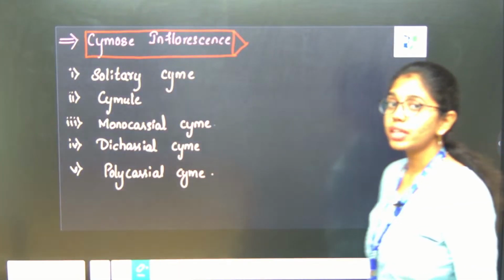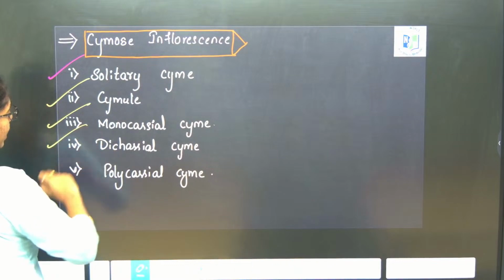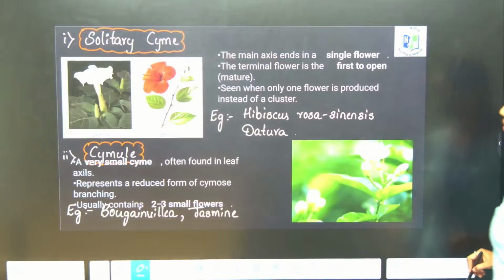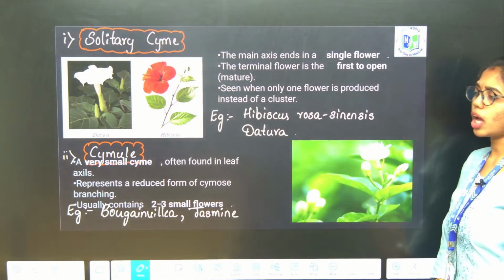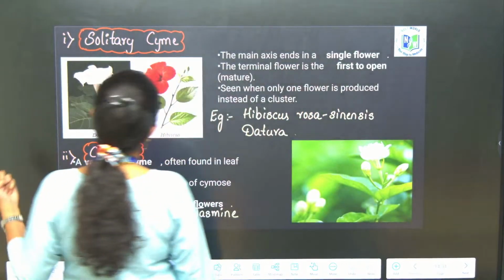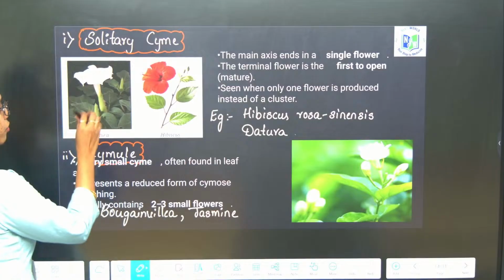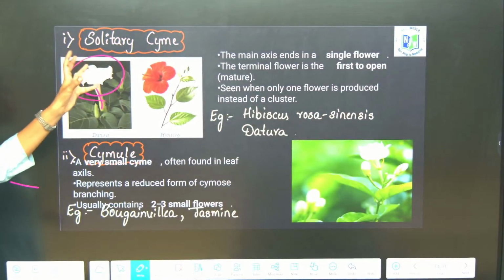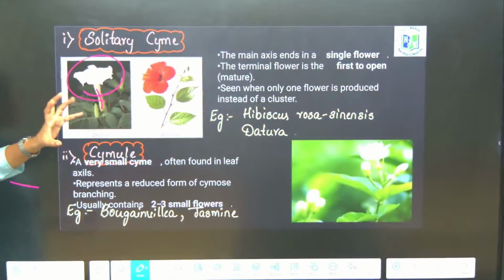Now, what are the different types of cymose inflorescence? We have solitary cyme, cymule, monochasial cyme, dichasial cyme and polychasial cyme. First is solitary cyme. Solitary means single cyme. The main axis ends in a flower, and the terminal flower opens first to mature. Whichever flower is at the tip will mature first, older flowers at the tip, younger flowers at the base.